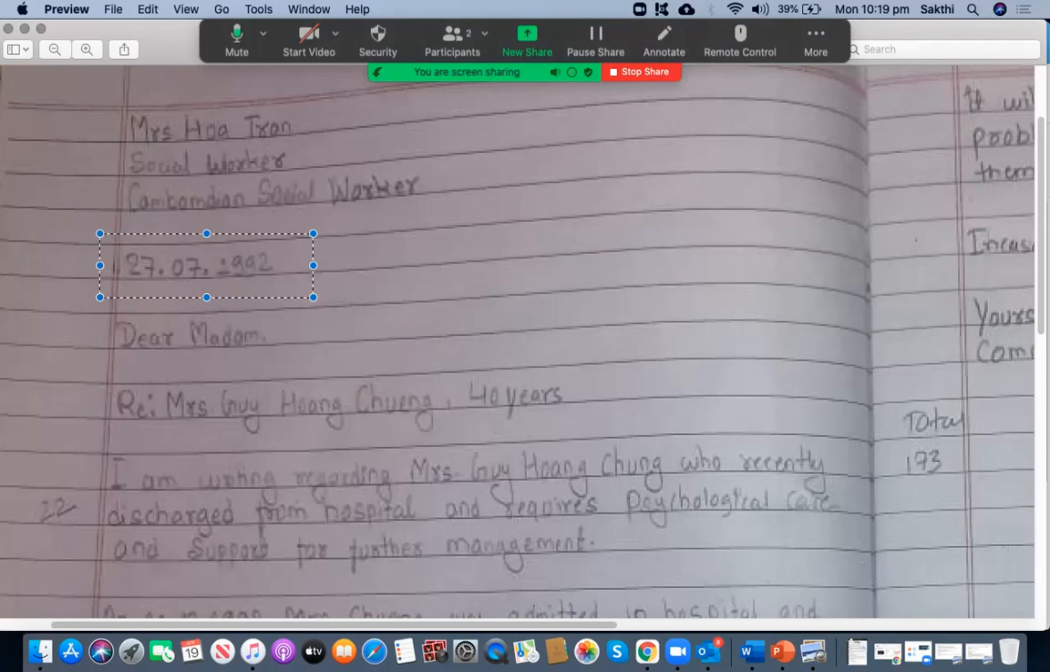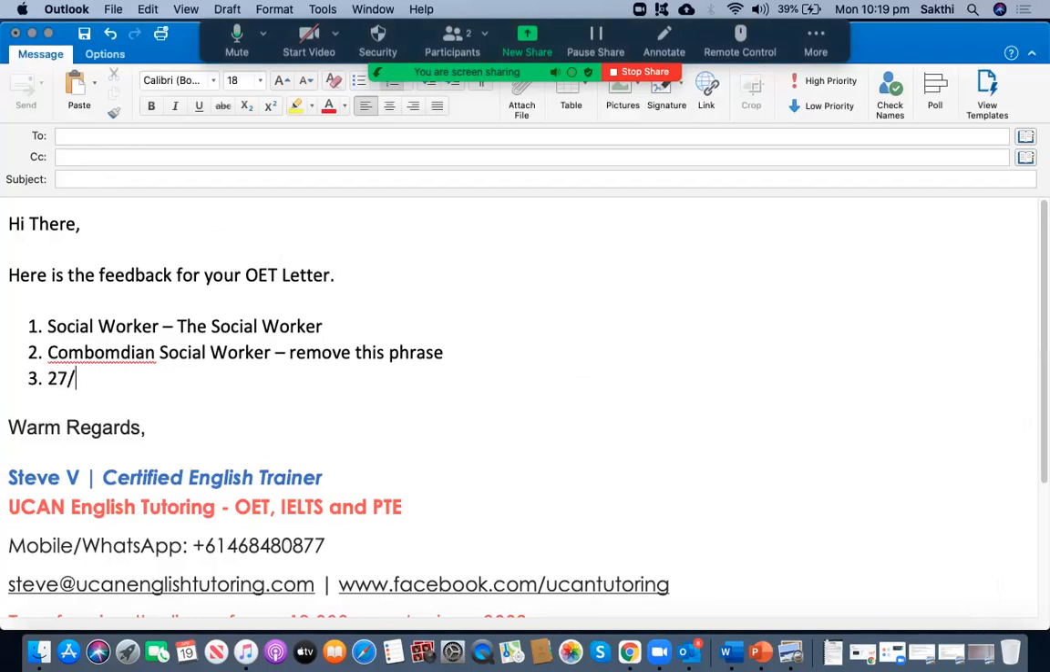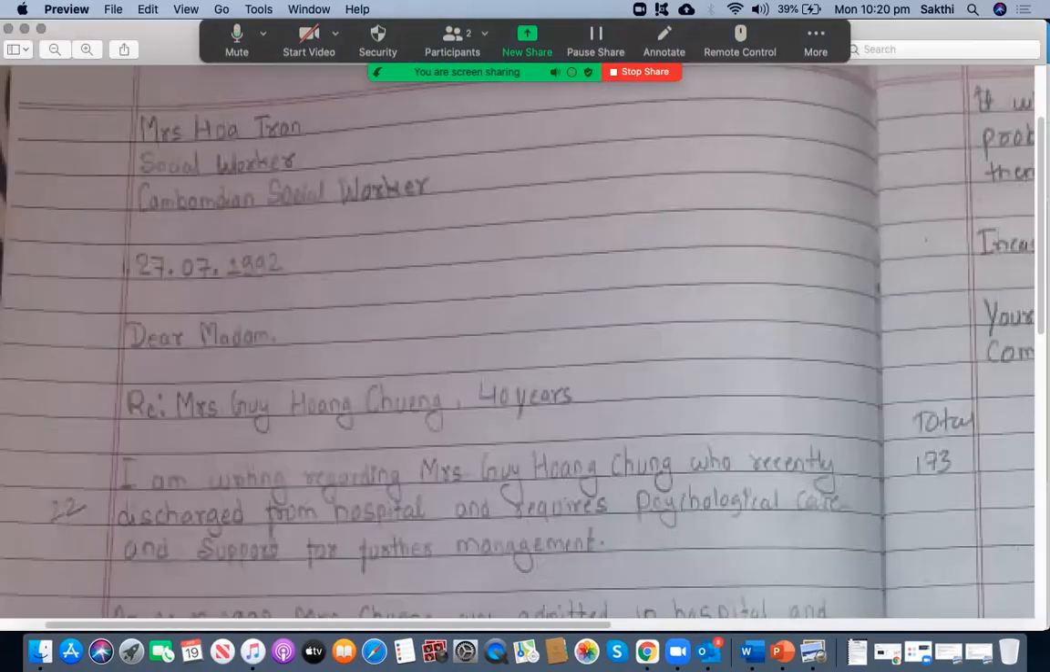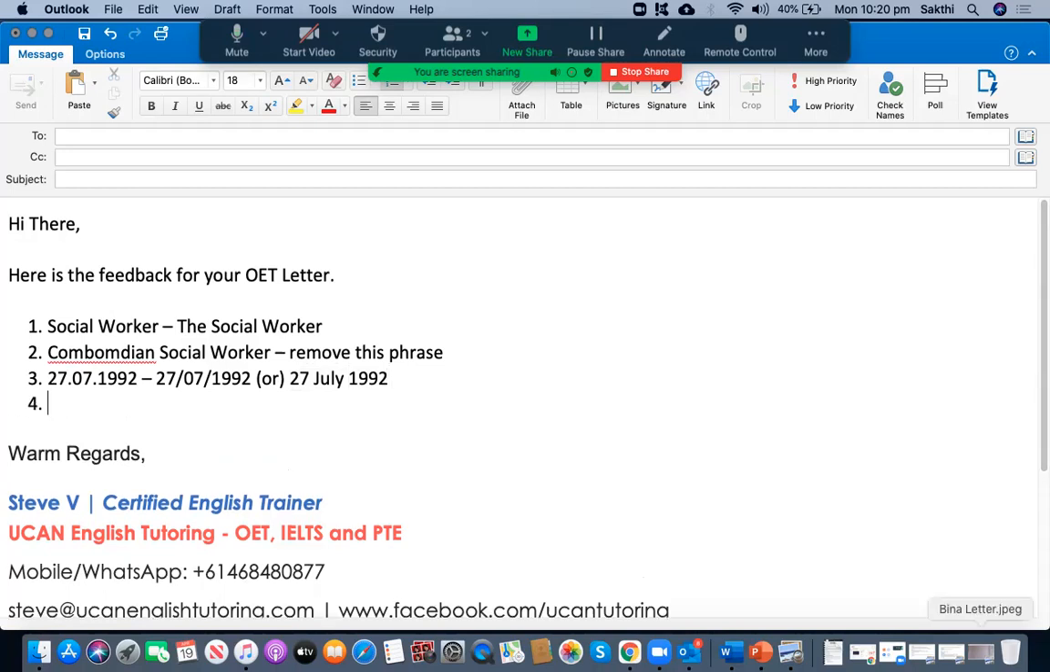Let's go to the date. Date is okay, but the date could have been written down in a different format, okay? Instead of writing 27 dot 07 dot 1992, what you could have done is write 27/07/1992, or you could have written 27 July 1992. So this one is more preferred, but both are acceptable, okay? Instead of writing dot, it's better to write like this. Let's go to the next one.